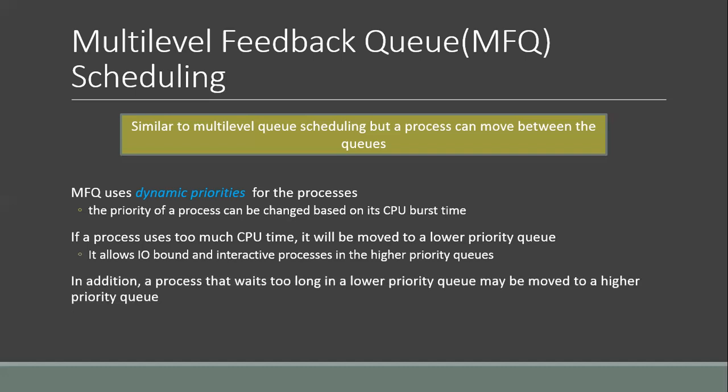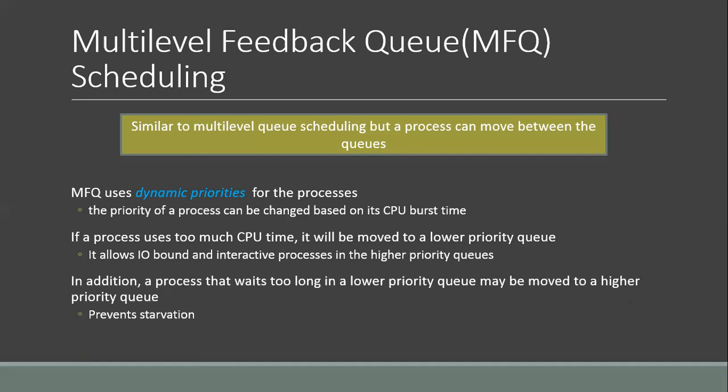In addition, a process that waits too long in a lower priority queue may be moved to a higher priority queue. This means if a process has been waiting too long in a lower priority queue, then it can be moved to a higher priority queue. This form of aging prevents starvation.